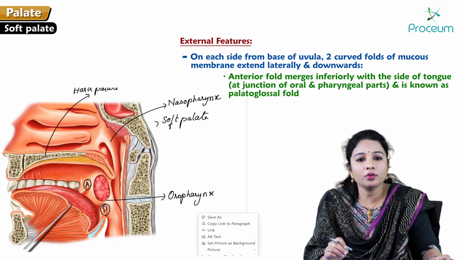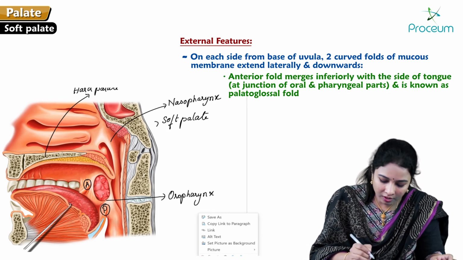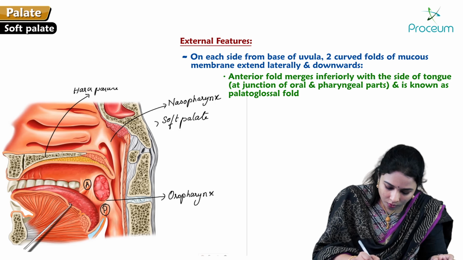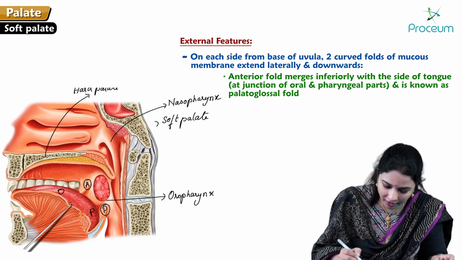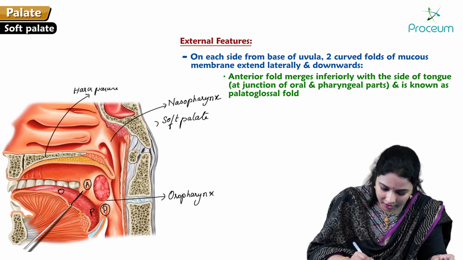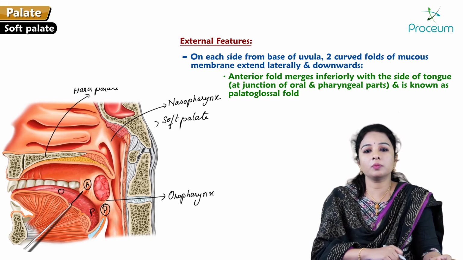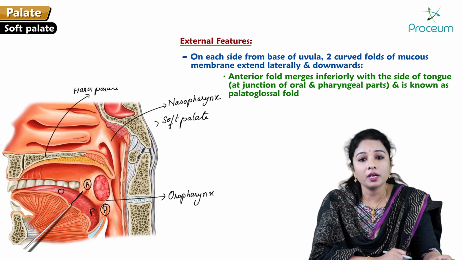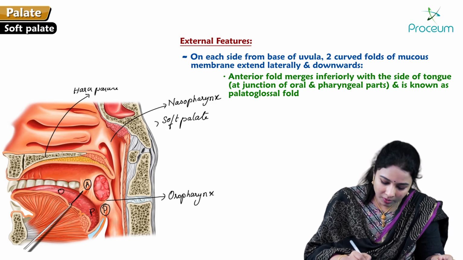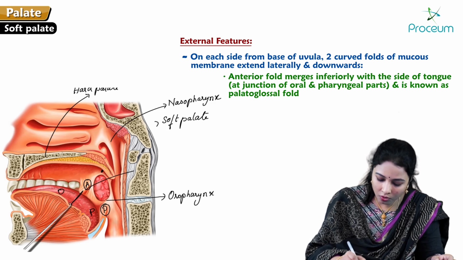So, the anterior fold of the mucous membrane is at the junction of oral and pharyngeal parts of the tongue. So, this is the oral part of the tongue and this is the pharyngeal part of the tongue. So, it is the junction between the oral and pharyngeal parts of the tongue called as palatoglossal fold. So, it is between the palate and the tongue, so it is called as palatoglossal fold.